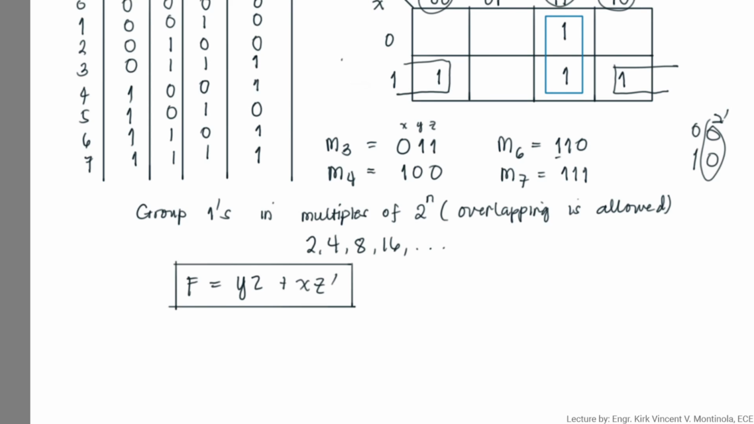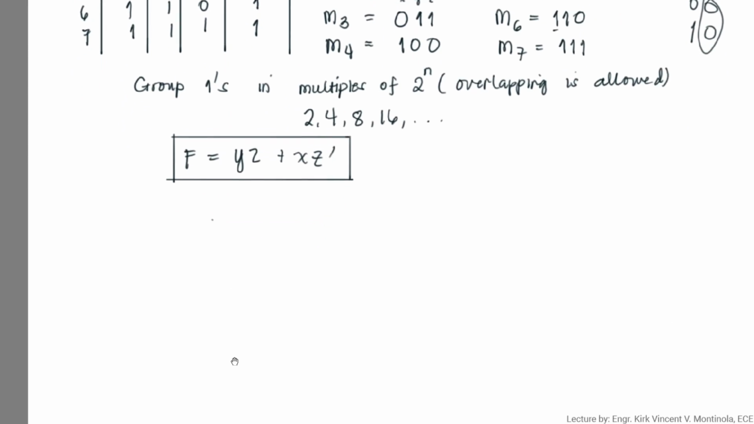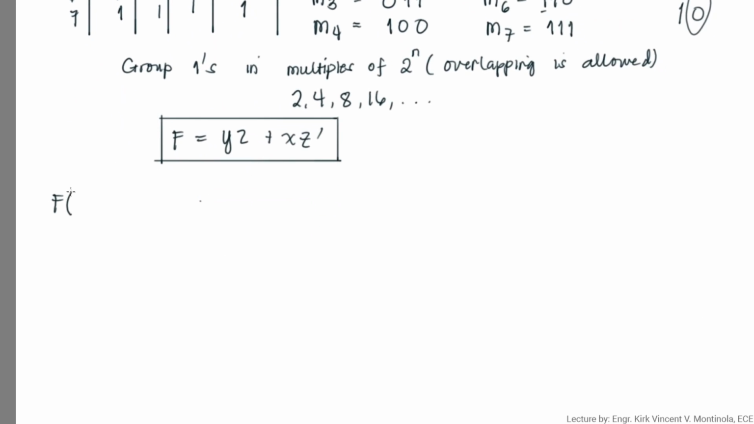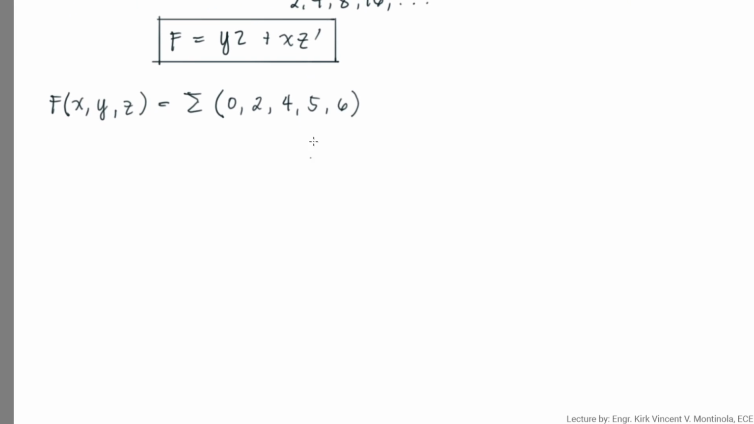Okay, let's try another example. We have f of x, y, and then z is equals to the sum of the min terms at 0, 2, then 4, then 5, and 6. Okay, so we'll be constructing this one. We know this one. It would be a logic 1 at this min term.